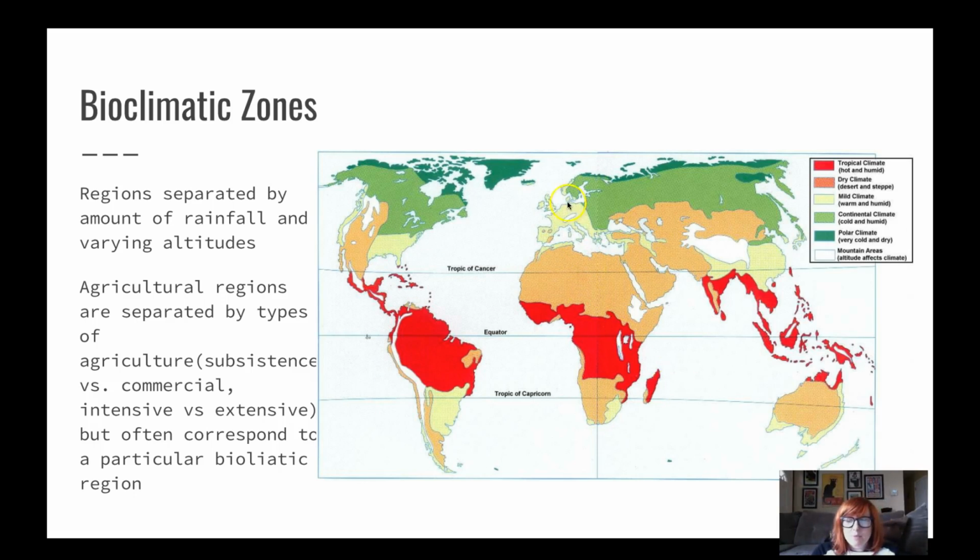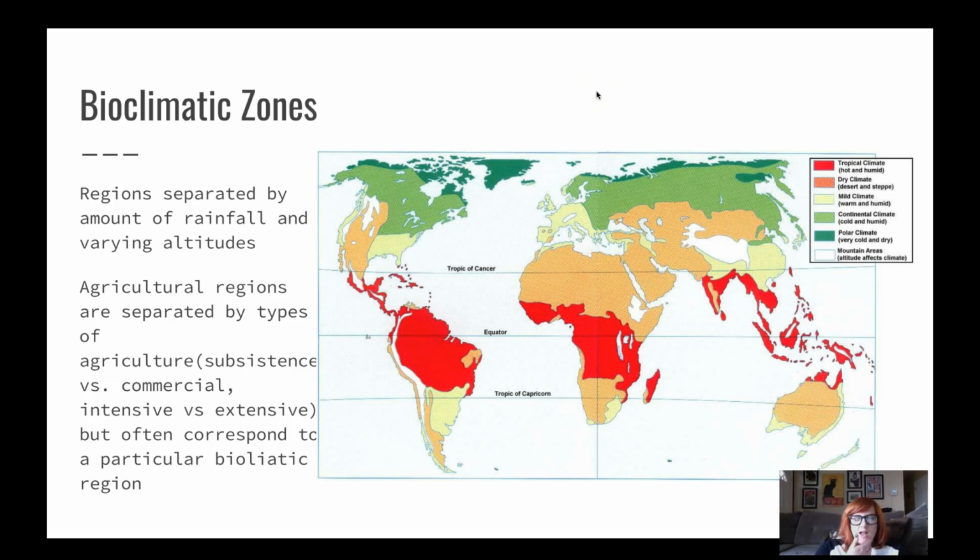Mild climates, like temperate climates, where it doesn't really get super cold. It stays relatively warm, but not necessarily hot, with plenty of rainfall. The green is continental climate, which is cold and humid, which is a terrible mixture, I think. It's like you get wet and then it's really cold, so you're even more cold. Great combination. And then polar climate, obviously not a lot grows there. Very, very cold, very, very dry. And then these white gaps are very mountainous climates.